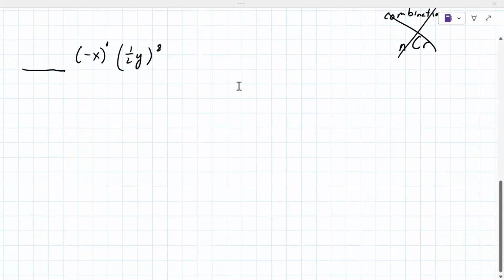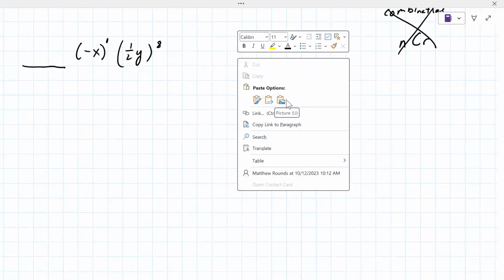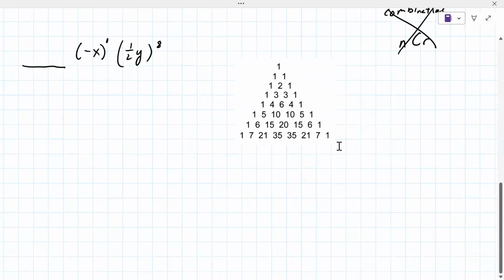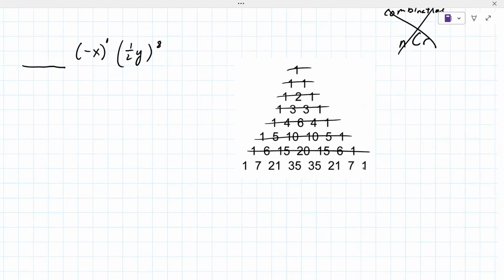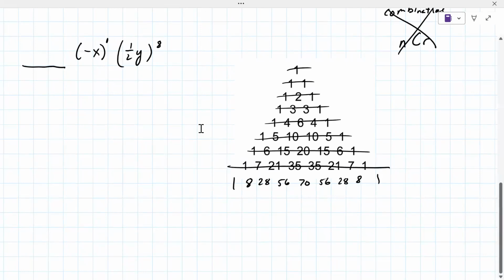So the issue is that coefficient. All right. And we talked about this idea that you start at row 0. So 0, 1, 2, 3, 4, 5, 6. This is 7, so we need to go one more. 8, 28, 56, 70, 56, 28, 8, and 1. Now, since we're doing the second to last term, we want this 8 right here.